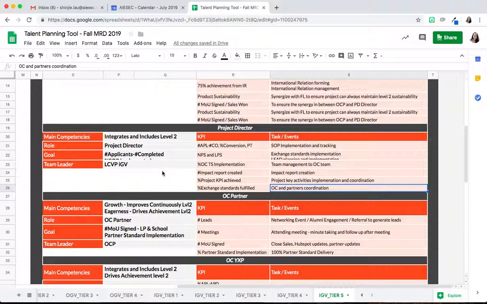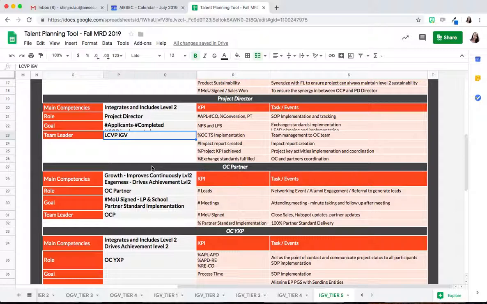And you are accountable towards team leader, which is your LCVB IGV. Then same goes to OCPD. OCPD, your team leader is OCP. Okay, you are directly part under OCP, and then your role is to make sure that you do leads until MOU sign for all your learning partner and schools. Okay, you are tackling solely learning partner and schools. Okay, then you will follow until the project end in terms of partner center implementation as well.